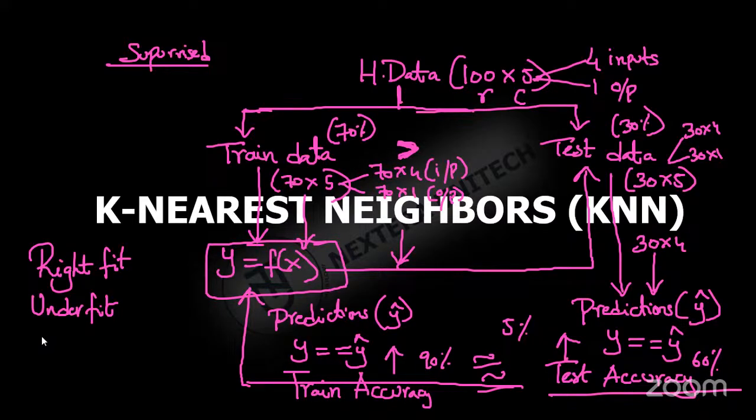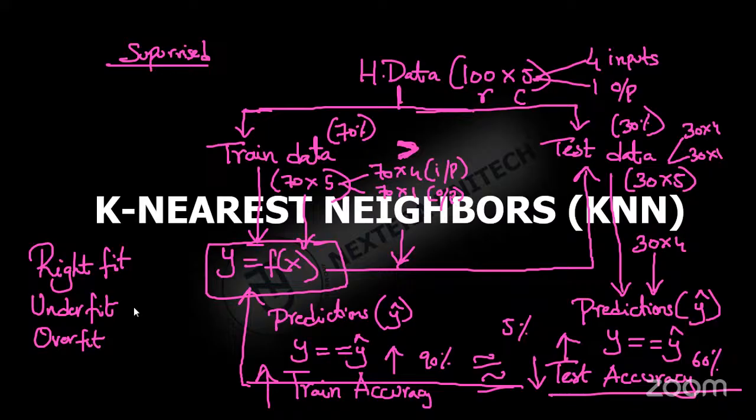We have a third fit as well, overfit. What do overfit models talk about? Overfit models are the models which perform well on train data. So the accuracy will be very high on the train data, but on the test data, the accuracy will be very low. That is called overfit models.